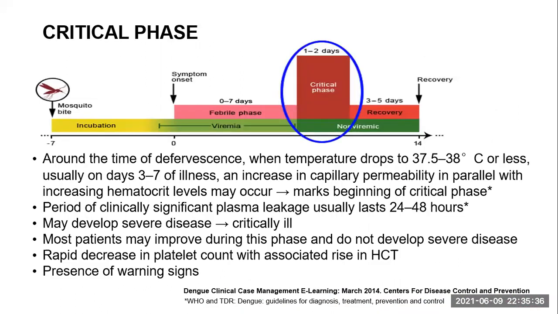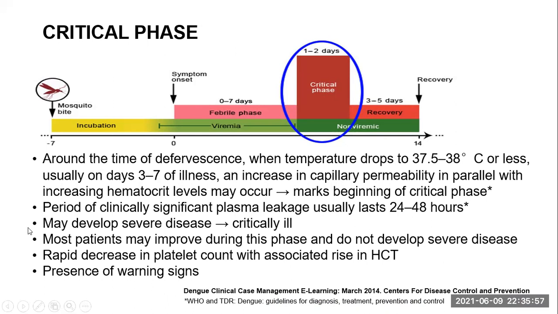Now let's go to the critical phase. So around the time of the defervescence, when the fever disappears, which usually is on the third to seventh day of illness, there is an increase in the capillary permeability in parallel with the increasing hematocrit levels. So this begins the critical phase, which follows the febrile phase.